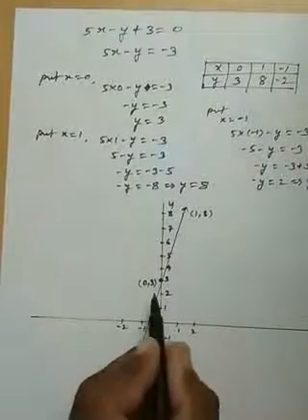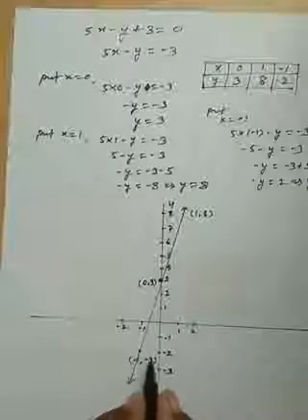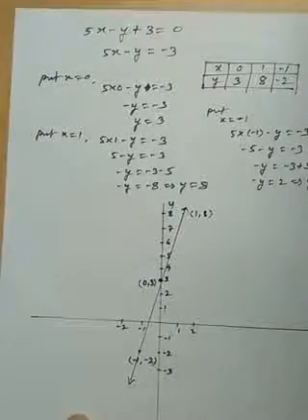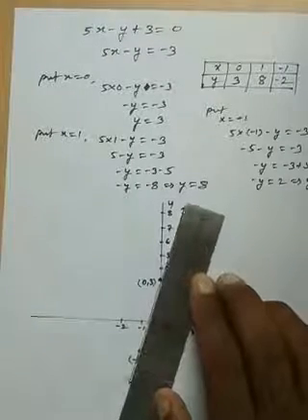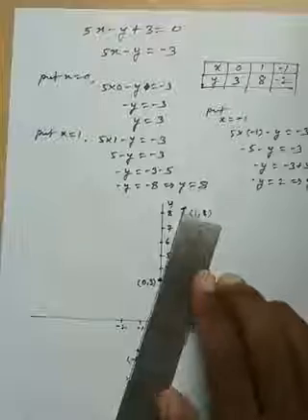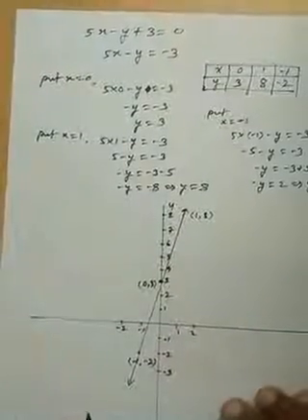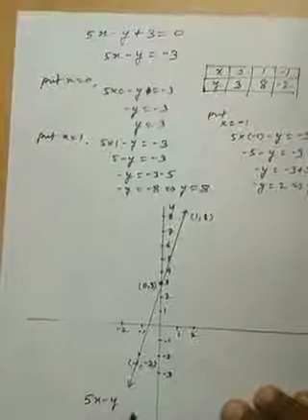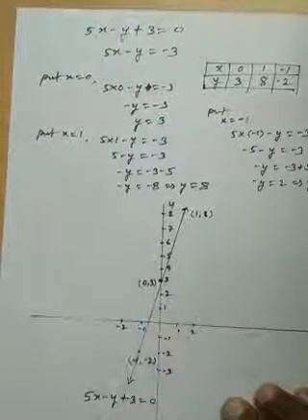After plotting these solutions, 0, 3; 1, 8; and minus 1, minus 2, join them. If we join these 3 points by the scale, then we will get a straight line, and this is the required equation 5x minus y plus 3 equal to 0 and its graph.